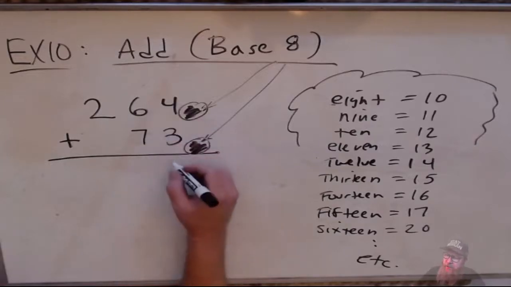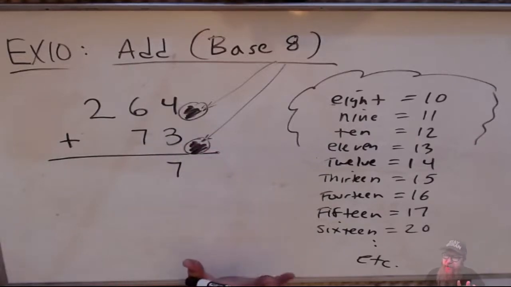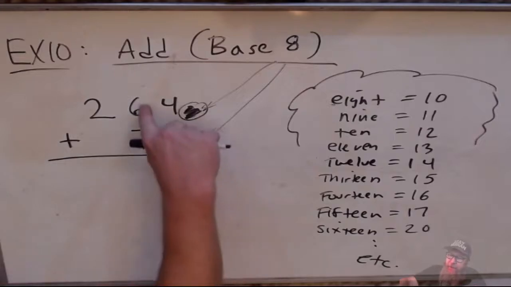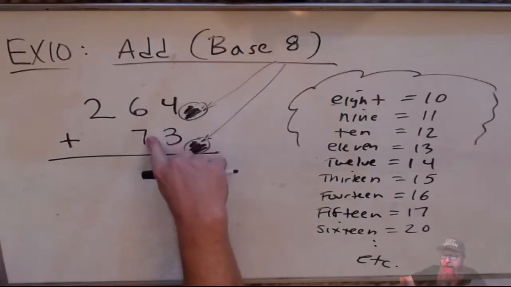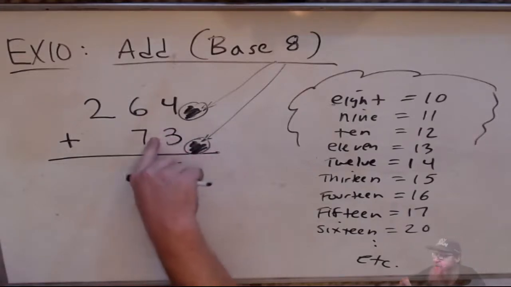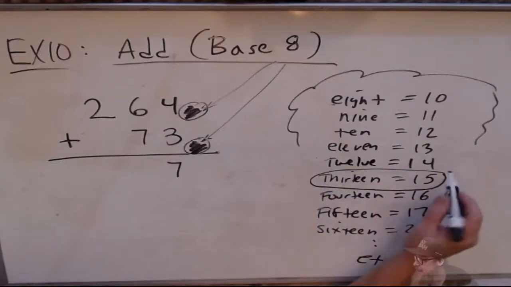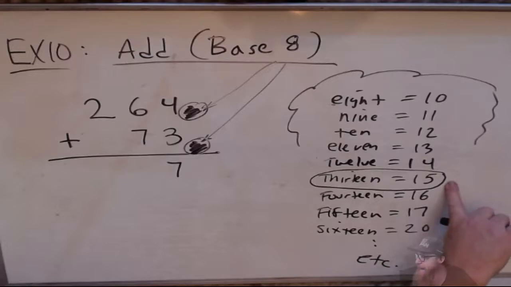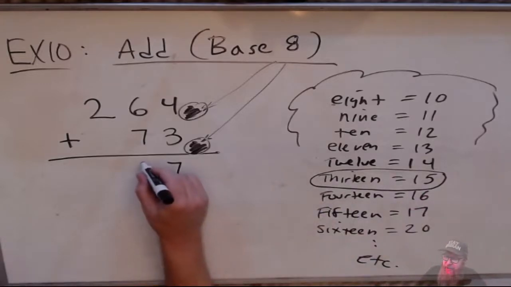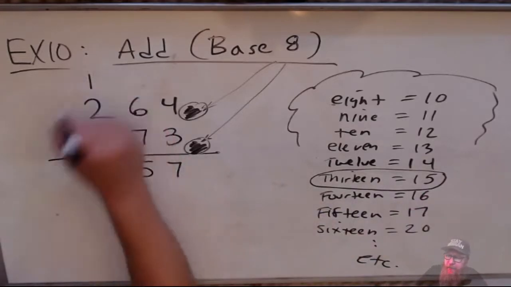So 4 plus 3 is 7. That's okay. You can use the symbol 7. 6 plus 7 is 13. But you can't use the symbol 13. You got to use the base 8 symbol for 13, which is 5, 1.